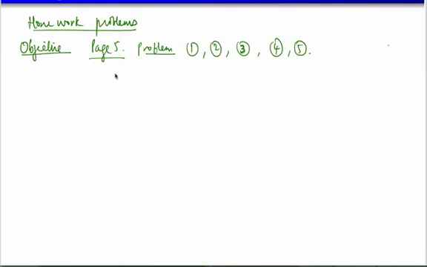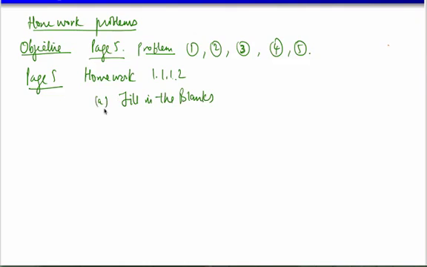Then also try homework exercises. That is page 5, homework exercise 1.1 and 1.2. Solve all of them, wherein the first part is fill in the blanks. Second part is simplify. Just solve them, all of them.